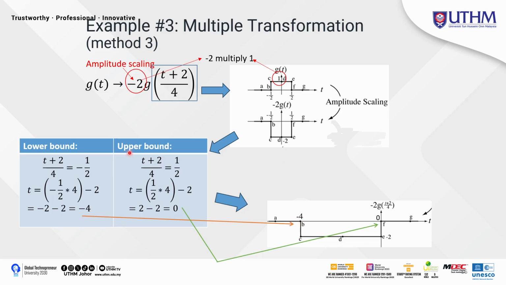For the upper bound, it's also the same: t plus 2 over 4 equals the latest value here, which is positive half. So t is equivalent to half multiplied with the 4, minus the 2 here. So you get 2 minus 2, which is 0. So the latest value is 0. So the answer is quite straightforward if you use method 3 as compared to method 1 and method 2.